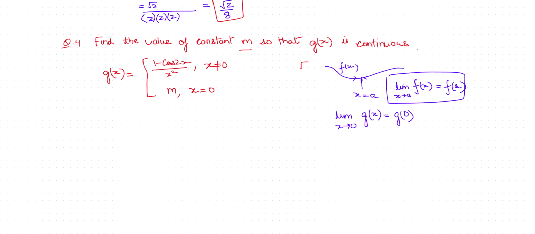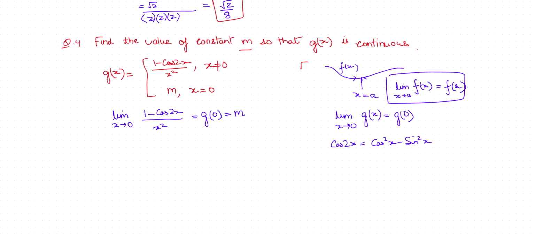So we'll write here: g(0) is m, so the limit as x tends to 0 of g(x) is equal to m. Let's simplify this, first using the half angle formula, and then we'll use the facts we learned in the beginning of the class.